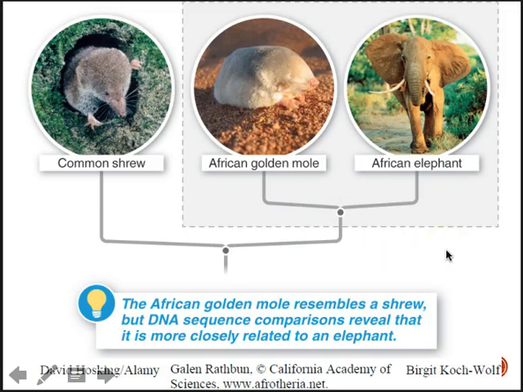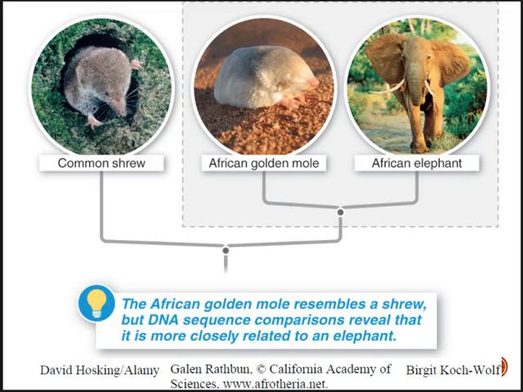In fact, we didn't understand how closely related the African golden mole was to the African elephant until we started looking at DNA sequences. And it turns out that these two have a lot of DNA in common. So, I mean, that just should be blowing your mind right now. It did the first time I learned about that. That was just really cool.